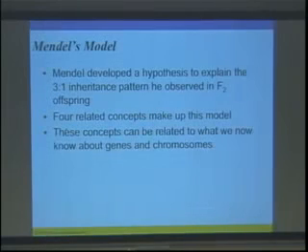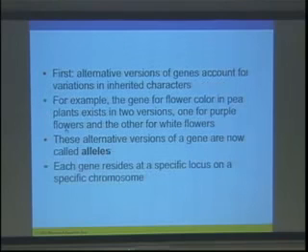So he developed a hypothesis to explain this 3 to 1 inheritance pattern that you saw in the F2, and he came up with concepts about how that model worked. This is now related to our understanding of genes and chromosomes, which we're going to go through. First, he said that alternate versions of genes account for variations in inherited traits. So for example, the flower color in a pea exists in 2 versions: one for purple flowers and one for white flowers.